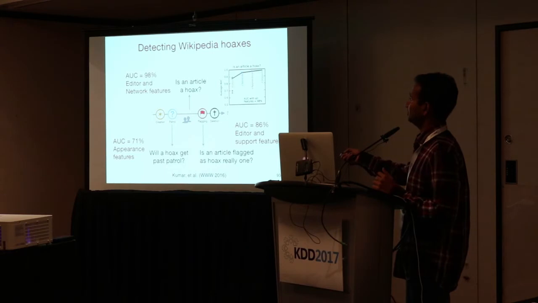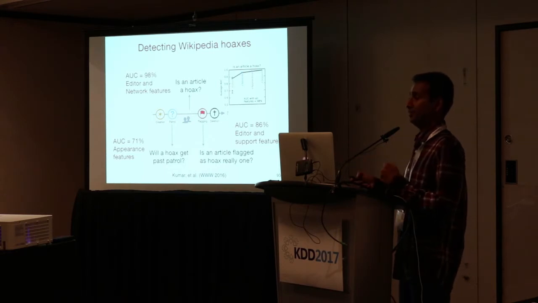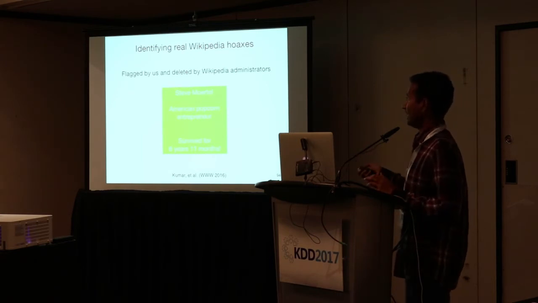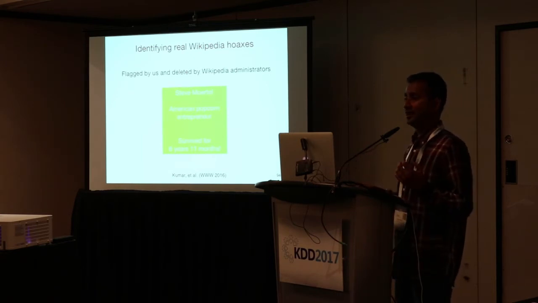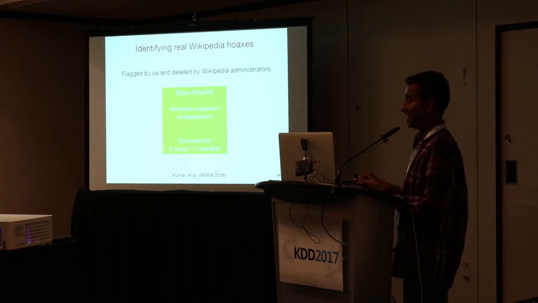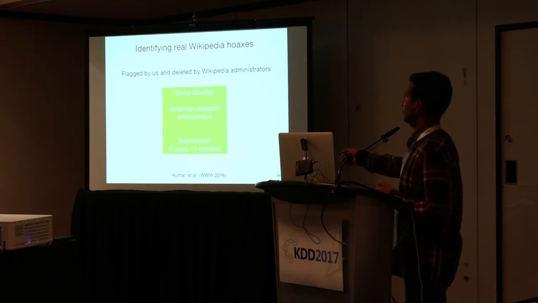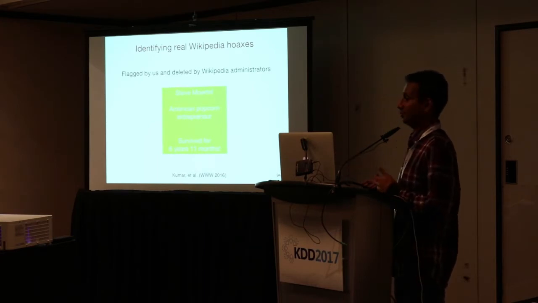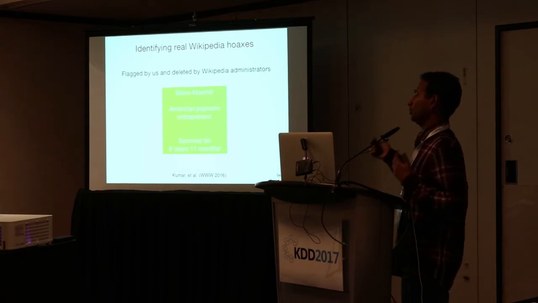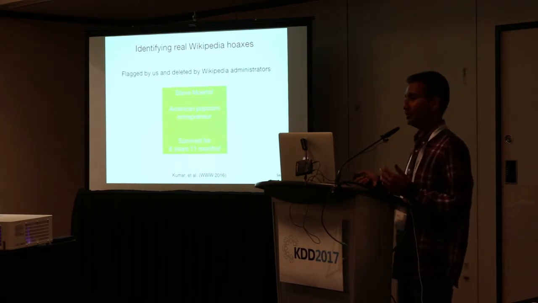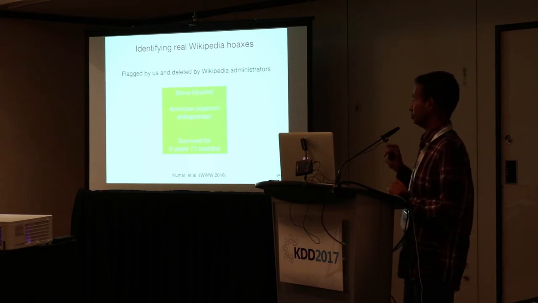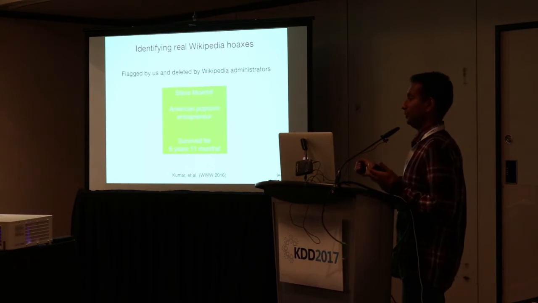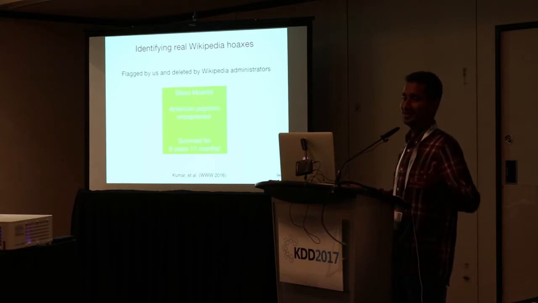And we actually used this particular classifier of whether an article is a hoax or not, and we ran it on the entire Wikipedia, and our algorithm identified a bunch of hoaxes, and we flagged them, and Wikipedia administrators actually deleted those. So this is an example of an article titled Steve Mertel, who was supposedly an American popcorn entrepreneur, and this article survived on Wikipedia for almost 7 years, making it one of the longest running Wikipedia hoaxes. So our algorithm identified that, and then Wikipedia administrators checked and deleted it.